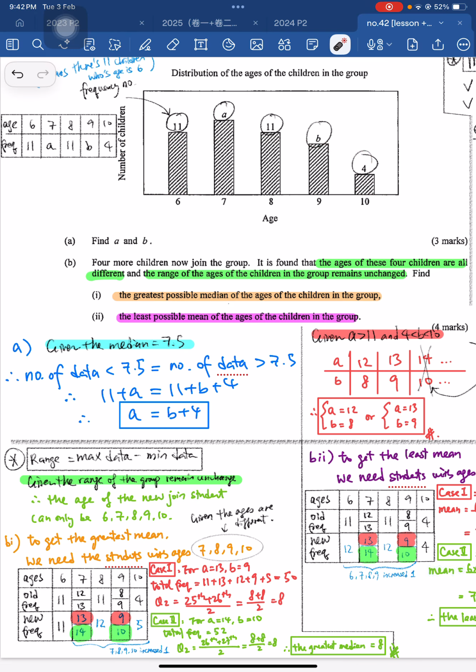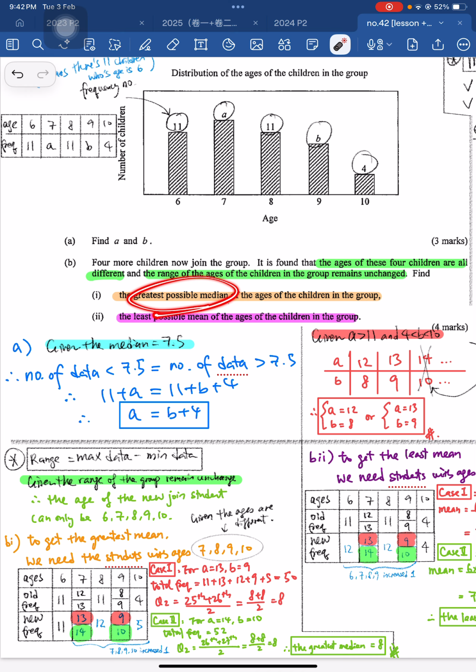range is changed. Similarly, we can't have a student whose age is 11, because 11 minus 6 gives you 5 as well, so the range is no longer 4. So we must have the ages in between, 6, 7, 8, 9, 10. Okay? So now the first question is asking for the greatest possible median.